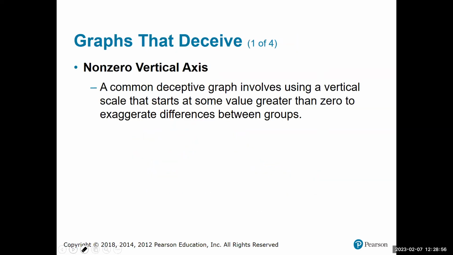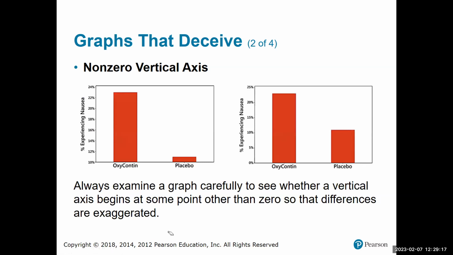All right. And so the next thing we're going to talk about is that statisticians aren't always ethical, and there are some things that we can do to deceive the public. So a common deceptive graph involves using a non-vertical scale that starts at some value greater than 0 to exaggerate differences between groups. All right, so this is a really good example of this.